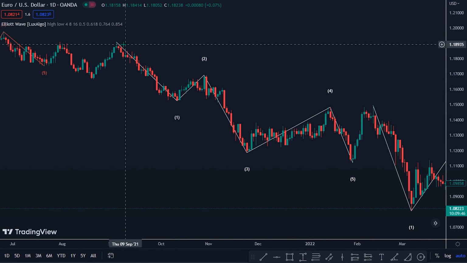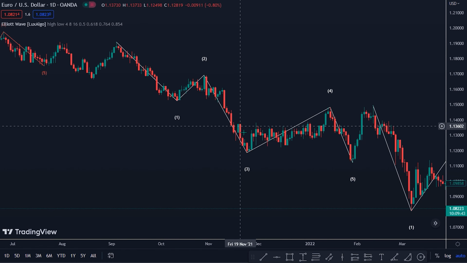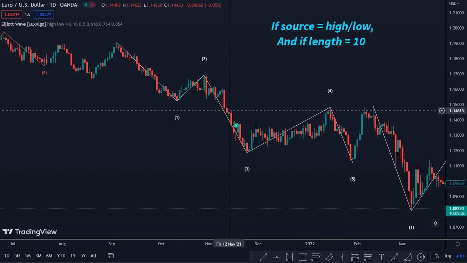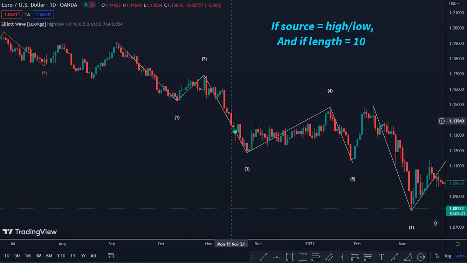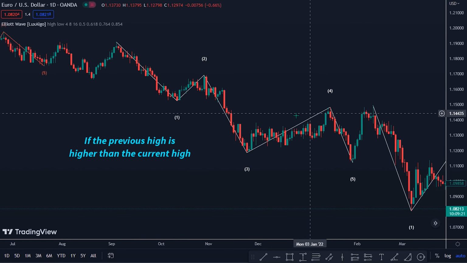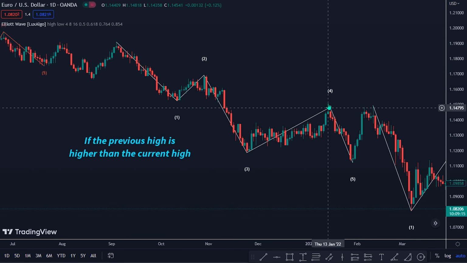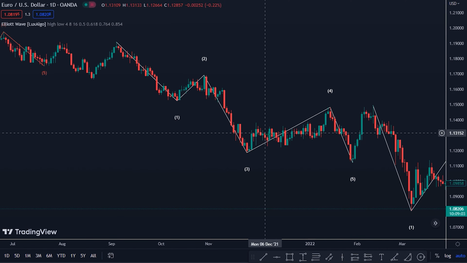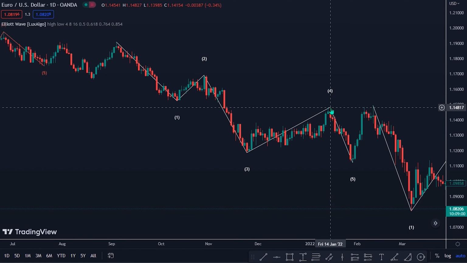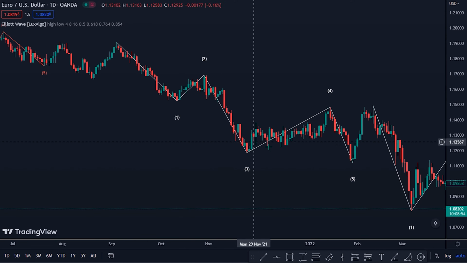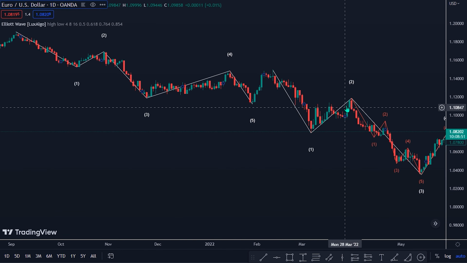The source and length check whether a new pivot point is found. For example, if source equals high, and if length equals 10, then there is a new pivot high if the previous high is higher than the current high, and the highs of the 10 bars prior to the previous high are all lower. These pivot points are used to form zigzag lines, which in their turn are used for pattern recognition, as we can see on this price chart.